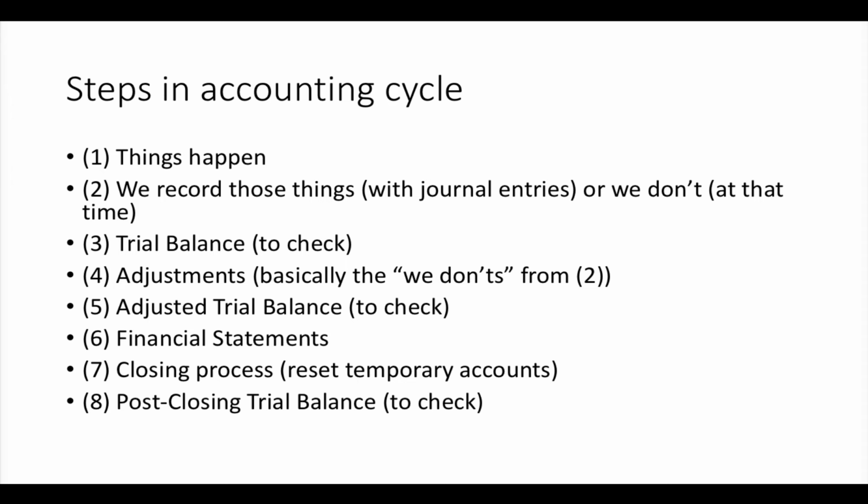So things happen, and then, like I said, we write it down in the journal. That's step 2, or we don't, as you see there in step 2 as well. We talked about that when we talked about adjusting entries. Sometimes we don't record the entry right when it happens, and so because of that, at the end of the year, we'll go in and make sure that we've recorded everything. So we'll either record it when it happens, or we'll go in and record it later.